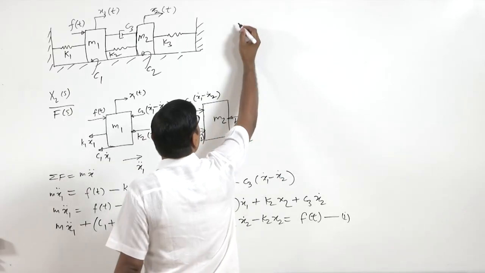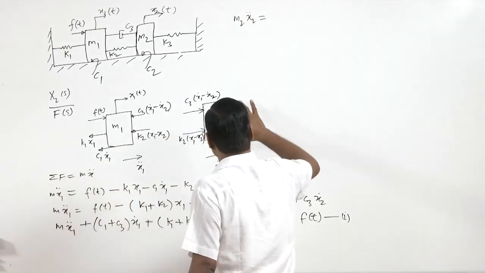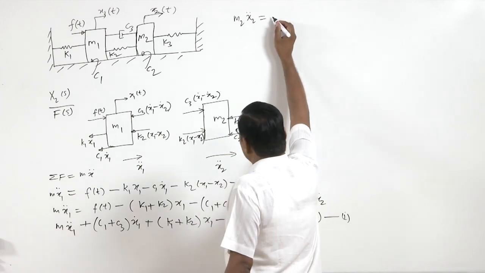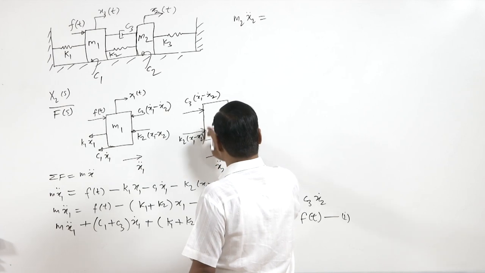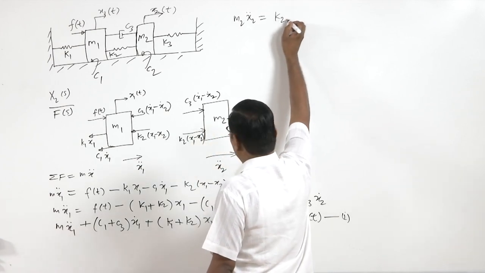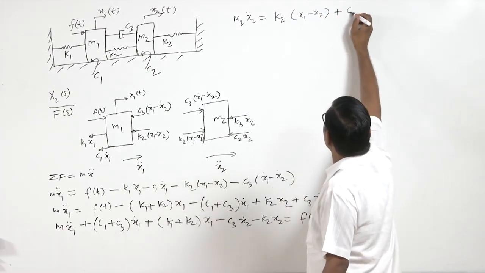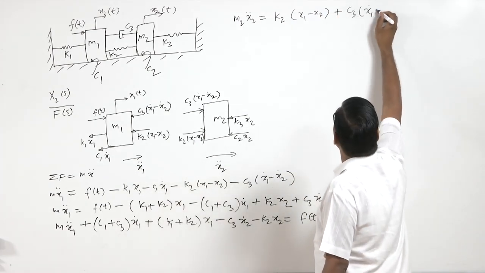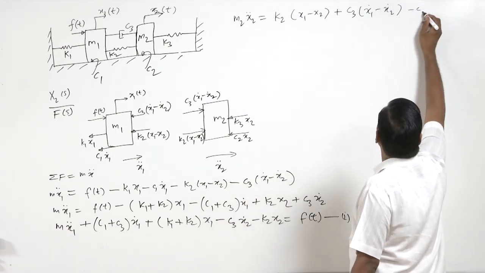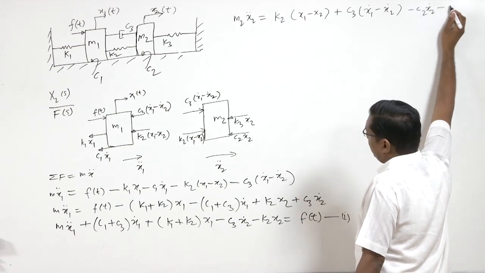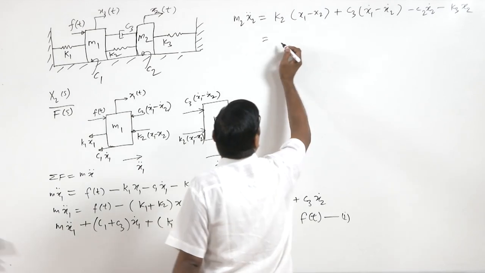We write here, m2 x2 double dot equals, in this direction we have these two forces, k2 (x1 minus x2) plus c3 (x1 dot minus x2 dot), and minus c2 x2 dot minus k3 x2. So we can simplify this.